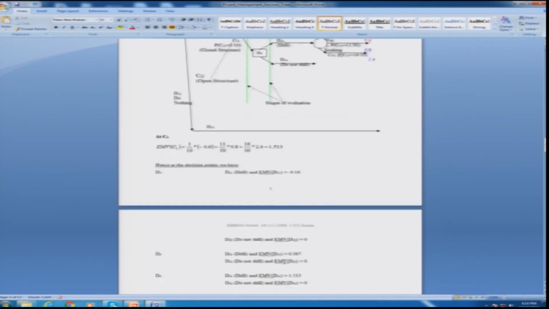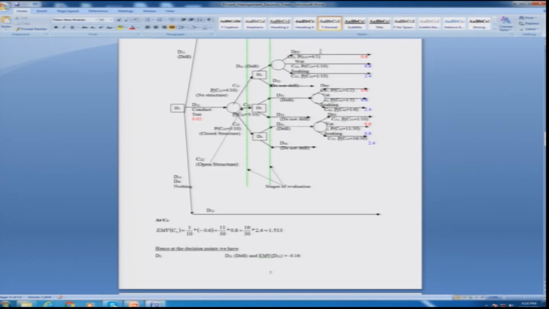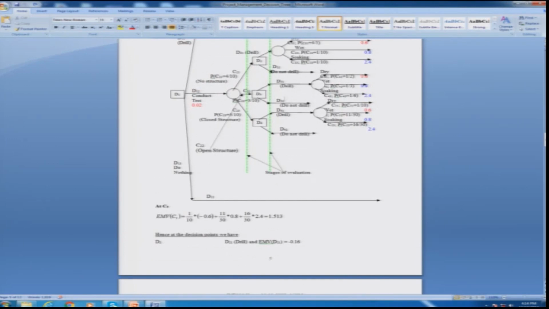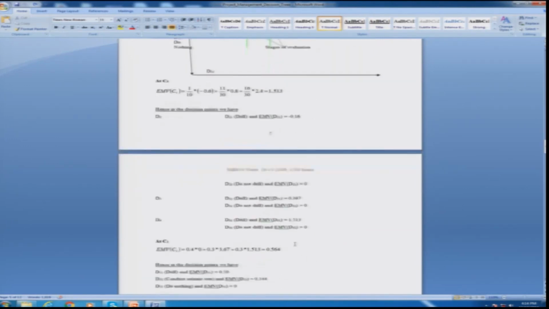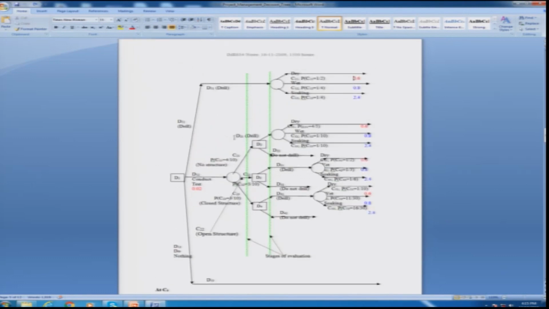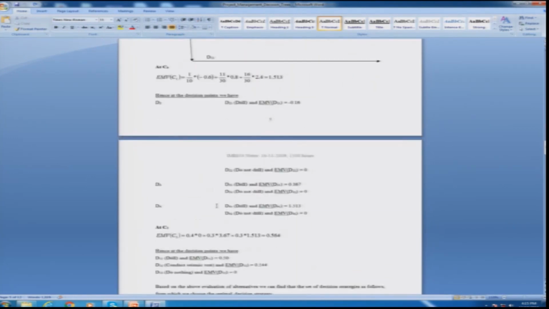Now, if I want to find the value at this point, what do I have? This whole value is 0, multiplied by the probability 4 by 10. This arm had a positive value, 0.367, multiplied by the probability 30%, and 1.513 multiplied by its probability, giving 0.564. Hence, again I compare 0.564 with the value found here, which was 0, and find the values accordingly.